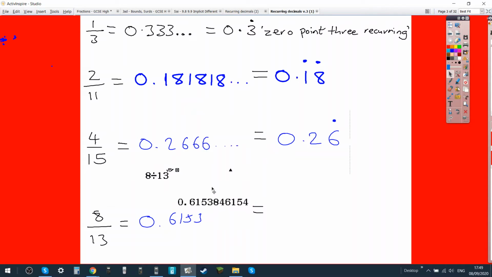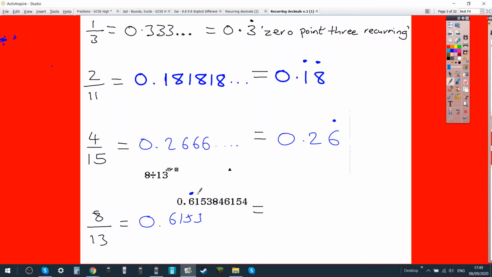Six, 1, and 5. So you see this 6 here. That repeats again down here. 6153. Oh, I can see the 615. They rounded it to 4, but it will just go on forever.